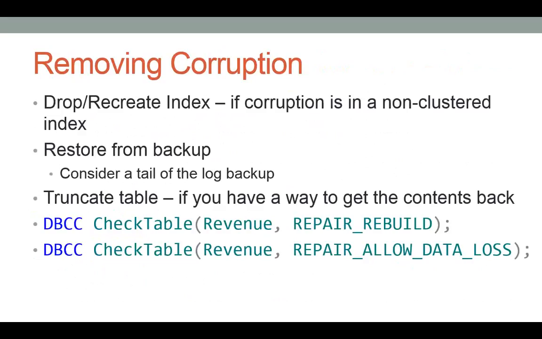And the way that CHECKTABLE or CHECKDB using repair allow data loss works is it just scans through until it finds a corrupt page, or a page in memory that it determines is not right for some reason, it's corrupt in some way, and it just deletes that and cleans it up. Any rows or index data or whatever happened to be in that page is then lost at that point. That's okay to do if you've got a way to bring the data back somehow.